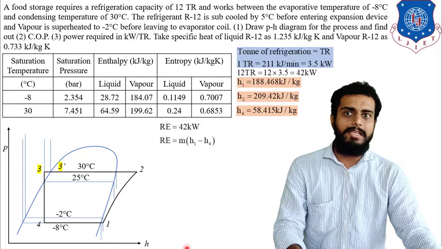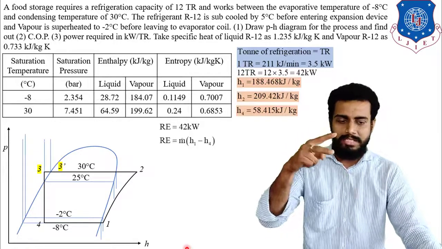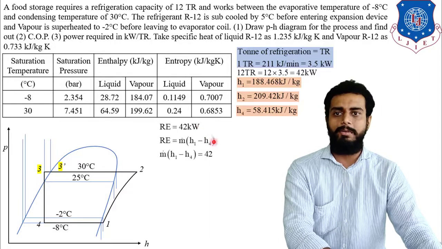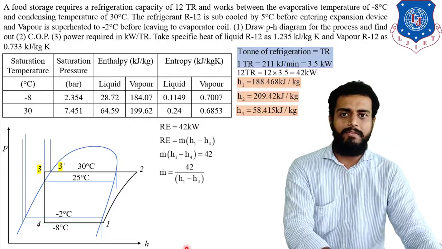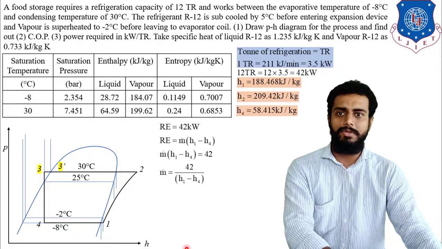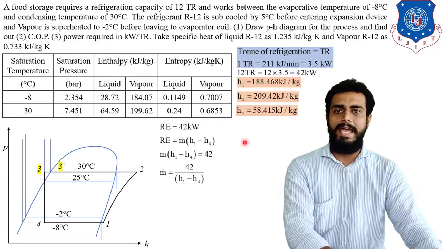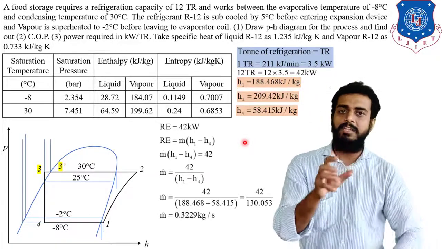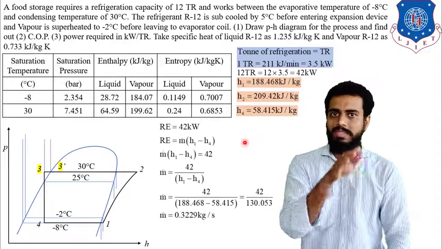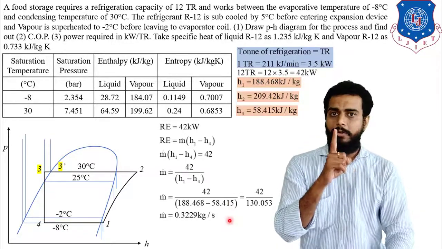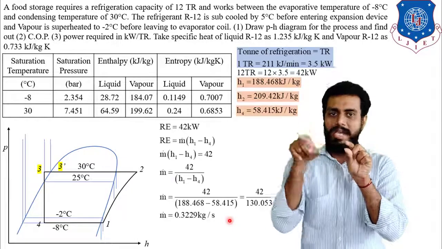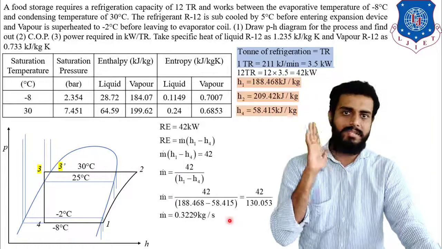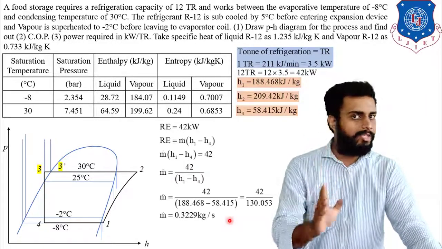So this refrigerating effect and this is also the refrigerating effect, you can compare both of these two. If you do so, you can find out the value of m dot. So m dot will be equal to 42 divided by (H1 minus H4). We have the values of H1 and H4 here, right? So substitute that over here, and you can find out m dot as 0.3229 kg per second. Clear, students? That is nothing but the flow rate of the refrigerant throughout this cycle. So per second, from any cross section in the pipeline of the refrigerant cycle, the flow will be 0.3229 kg. I hope everyone is clear up to this point.